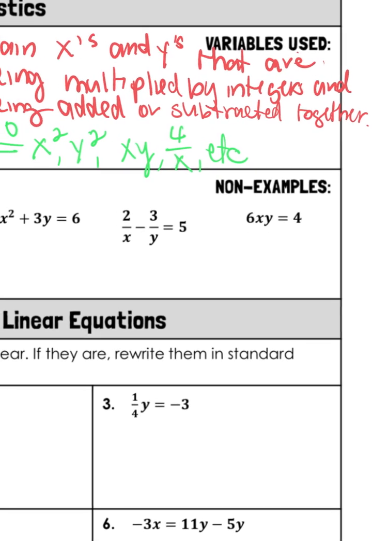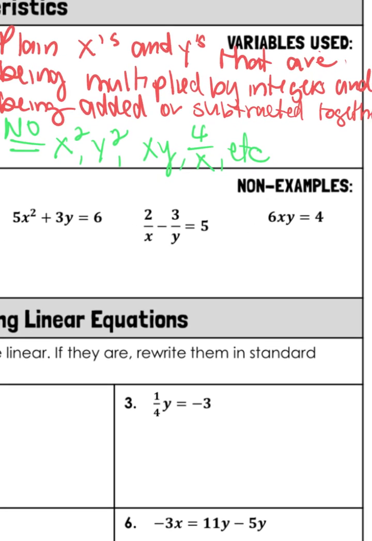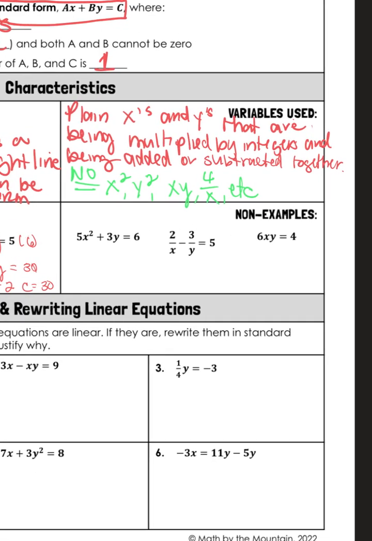Here we have our non-examples of a linear equation. This is not a linear equation because of the squared term. This is not a linear equation because you have variables in the denominator. And this is not a linear equation because you have x times y.